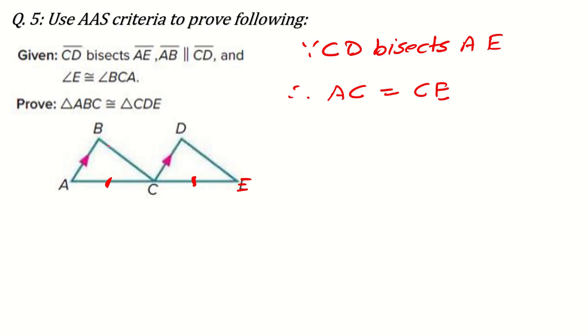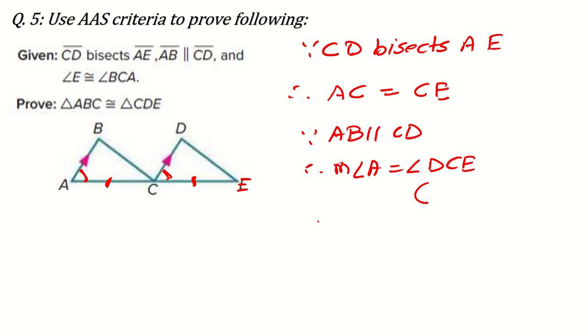Now what another information is given? AB is parallel to CD. Very good. Since line AB is parallel to CD, whenever you see parallel lines, you must think about the angle property. So what we can see here? This angle and this angle will be equal. Therefore measure of angle A will be equal to measure of angle DCE. Can you tell me the name of the property by which they will be equal? Yes, it will be corresponding angles.